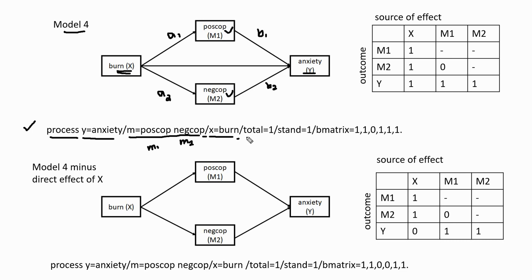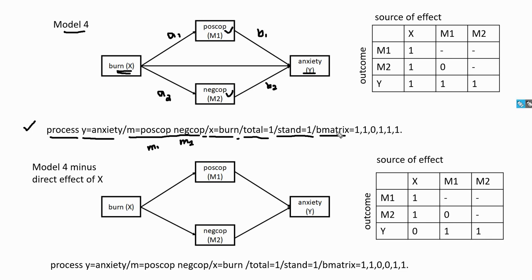Then we have another /, and now we have the option total right here, which I've set equal to 1, and that gets you the total effects for the model of x on y. Then another /, then I have stand equals 1, and that is going to generate standardized regression coefficients in our output. So in addition to having the unstandardized regression coefficients and significance tests, we can now get those standardized coefficients. We follow that up with a /, and then we're using B matrix right here.